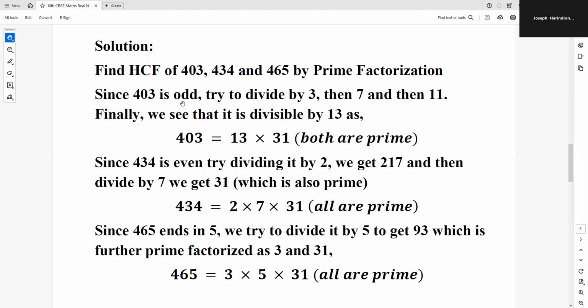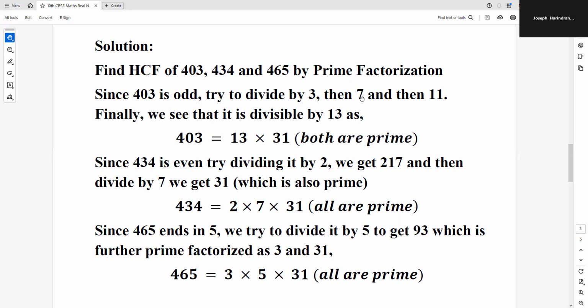We have taken 403 first. It is odd. So try to divide by 3, then by 7. It doesn't divide exactly by these prime numbers. Of course, we didn't try 5 because this number doesn't end in 5. So what we do is, if the number is odd, the first step is to divide by 3. If it is not divisible by 3, then we go to 5, but 403 is not ending in 5. So it is not divisible by 5.